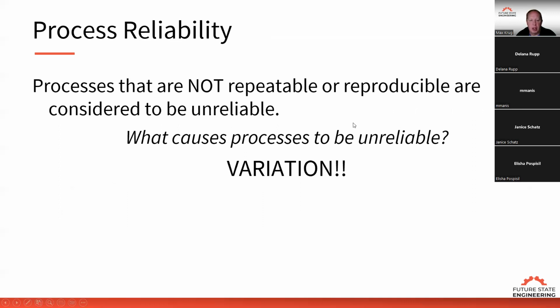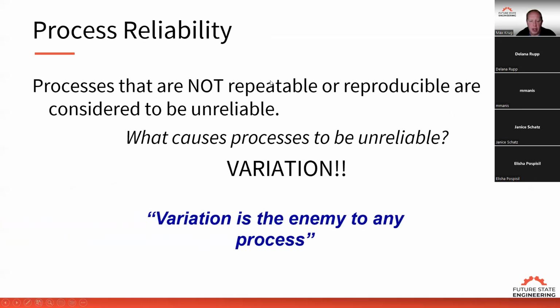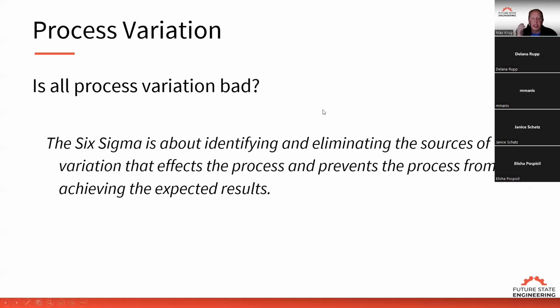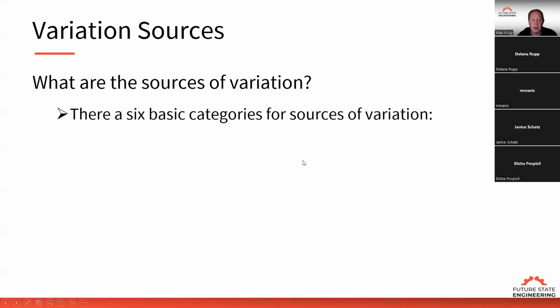So we need processes that are reliable. So what causes processes to be unreliable? It's the variation. So variation is the enemy to any process. So if we look at process variation, is all process variation bad? No, not all process variation is bad. So Six Sigma is about identifying and eliminating the sources of variation that affect the processes and prevent the processes from achieving the expected results. So we need to understand what's acceptable variation, and the customer defines that. What's unacceptable variation, of course, the customer also defines that. We want all processes to operate within the acceptable variation range, okay?